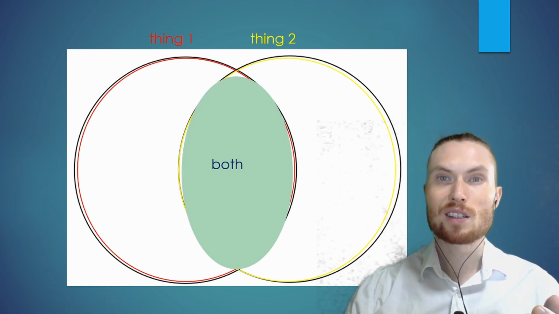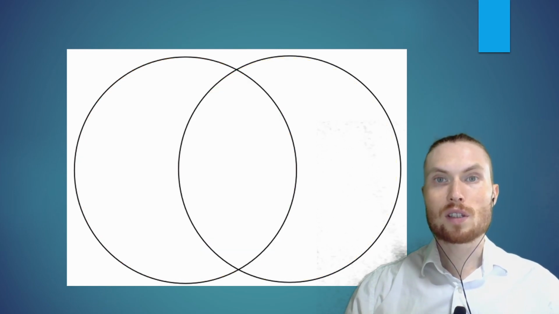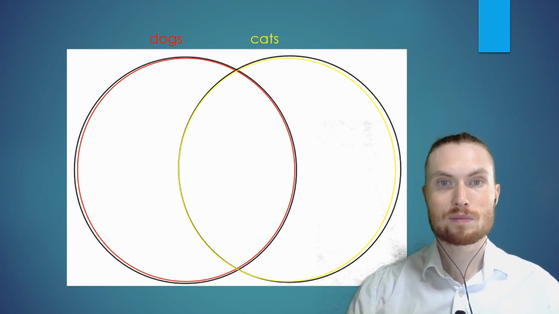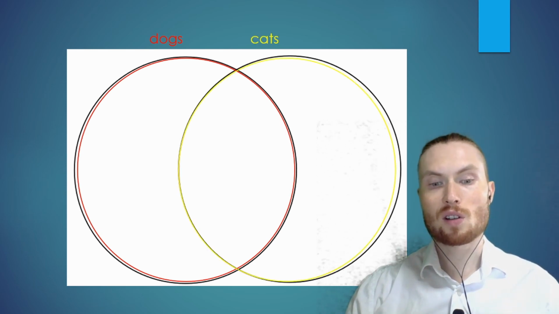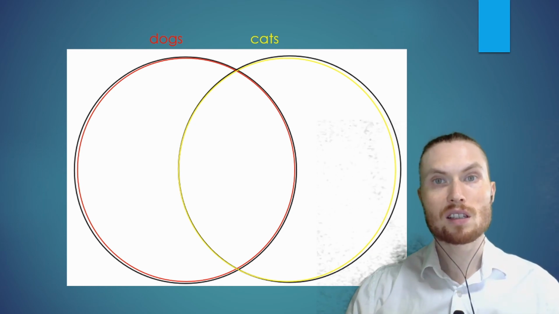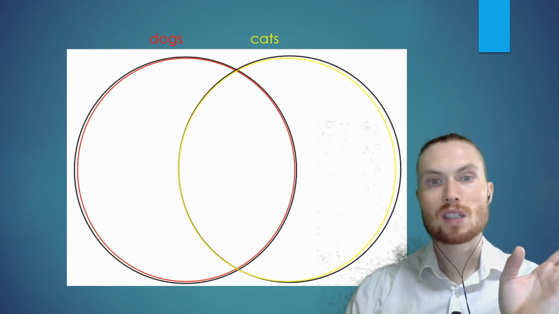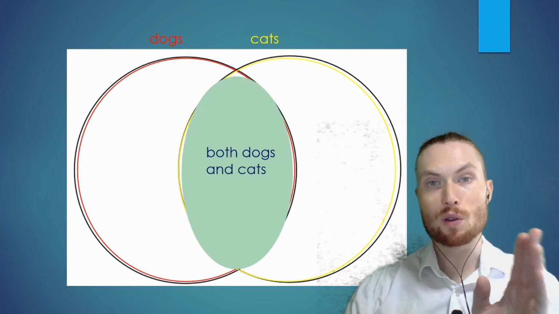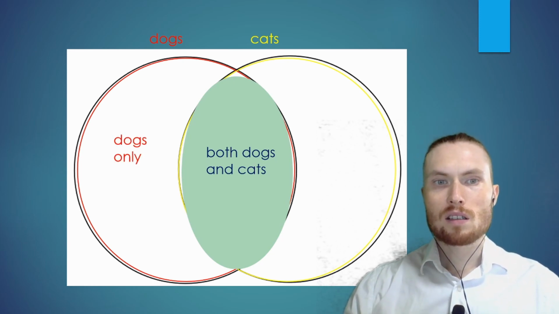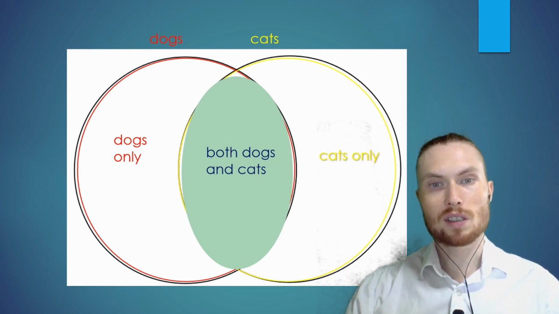So let's look at another more specific example. If we were going to compare and contrast dogs and cats. So everything in the circle on the left is talking about dogs. Everything in the circle on the right is talking about cats. And everything in the middle is both dogs and cats. And everything here is dogs only, and everything here is cats only.